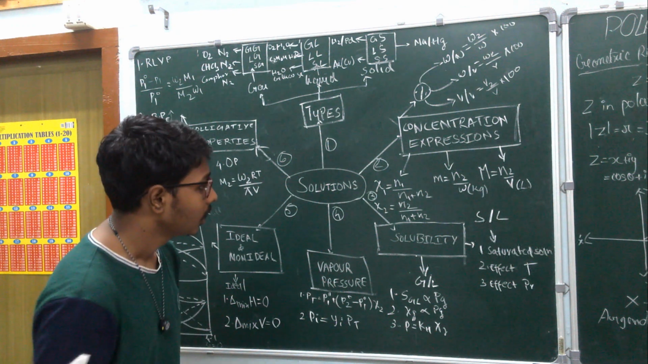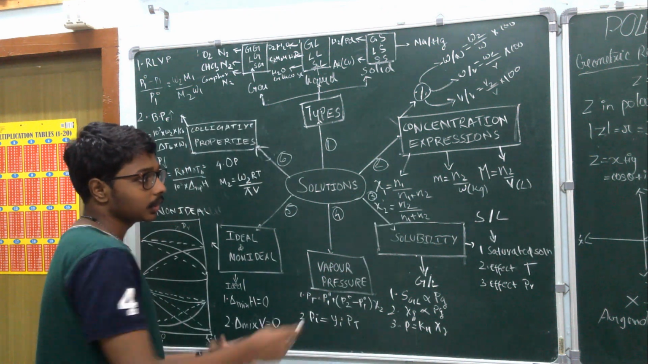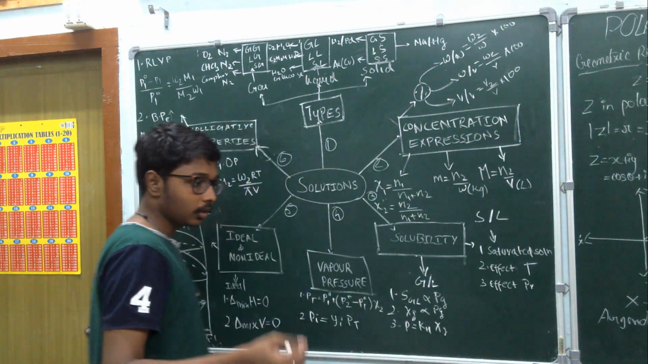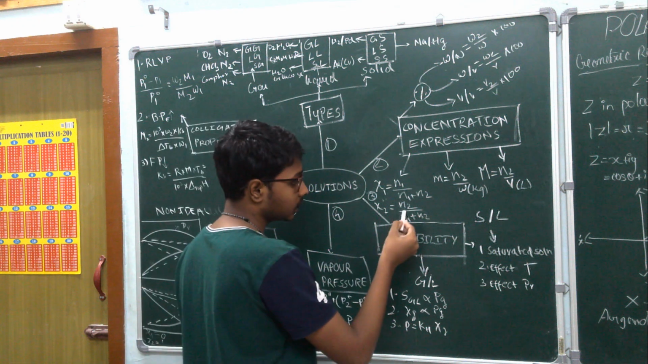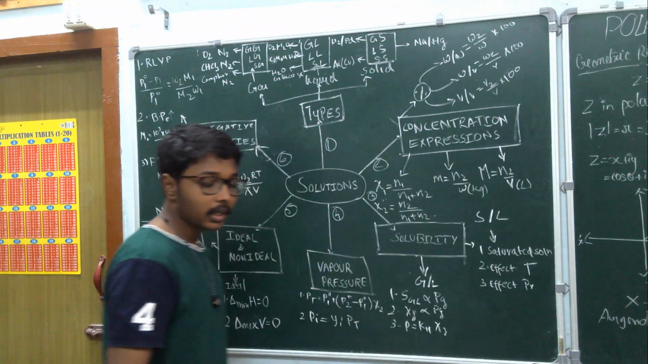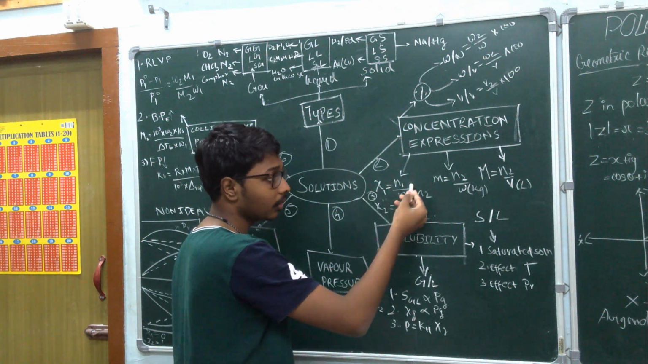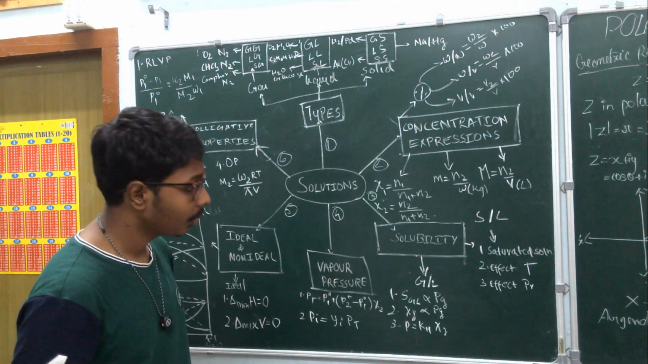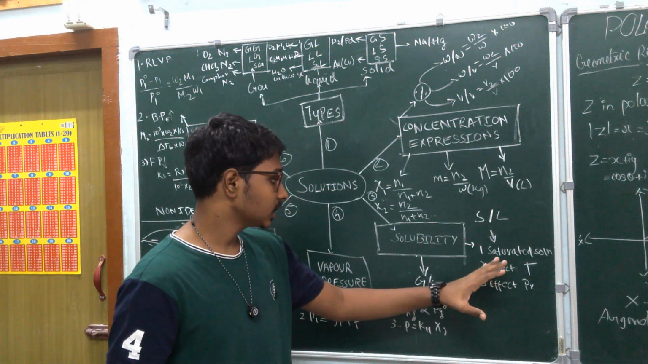Now next is mole fraction. Mole fraction is represented by 2 parts. We are taking two parts, one is solvent and one is solute. If you take solute, it is number of moles of solute by total number of moles, which is number of moles of solute and number of moles of solvent. If we take mole fraction of solvent, we get number of moles of solvent by total number of moles in a solution. Next, the third main topic is solubility of solution.